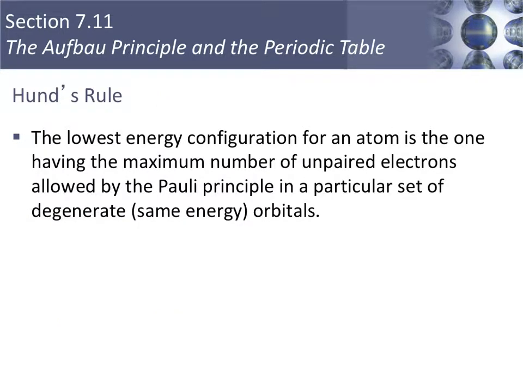So there's a rule called Hund's rule, and Hund's rule is the name for what we said last year, that within a particular sublevel the electrons will spread out into different orbitals before they pair up. So that's referred to as Hund's rule.